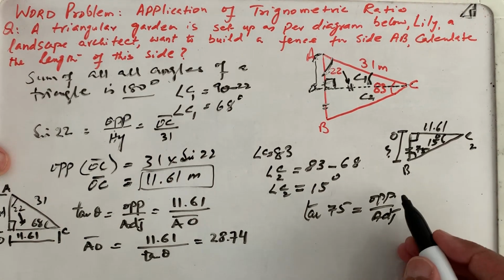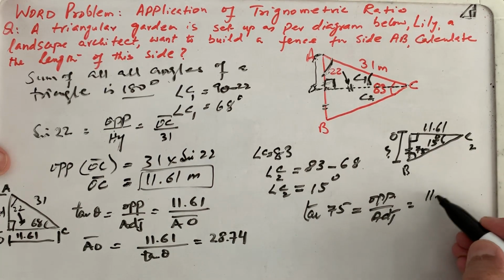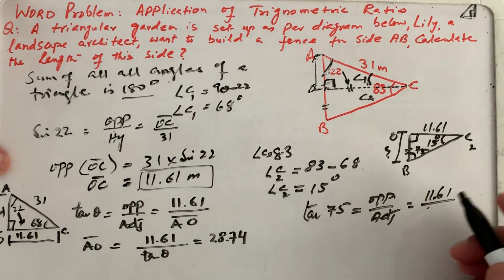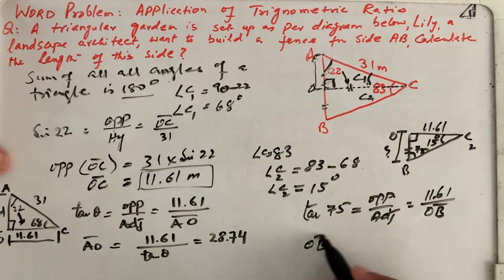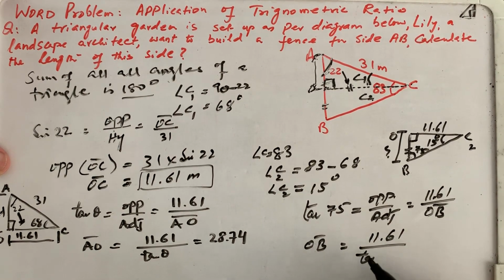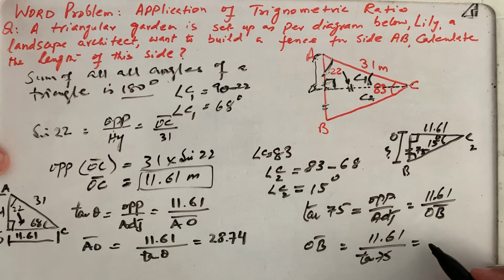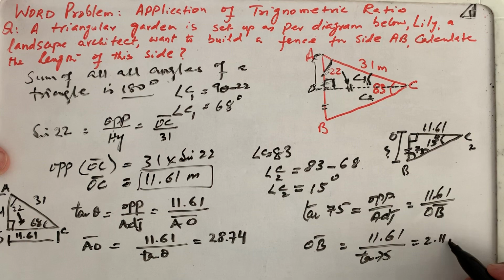So tangent 75 is opposite over adjacent. What is given? Opposite of 75 is 11.61, divided by adjacent. Adjacent is unknown, which is my side length OB, right? So if I want to calculate OB, I will do 11.61 divided by tangent 75. If I do this math by calculator, I will get adjacent or OB equal to 2.11, right?